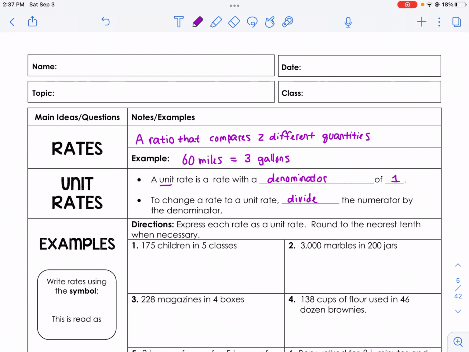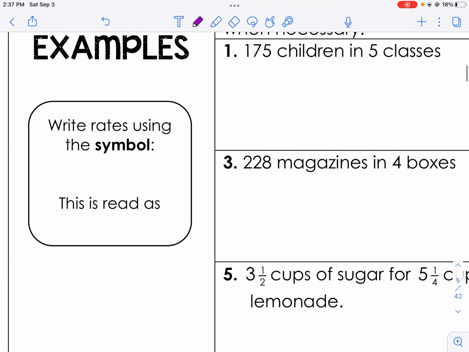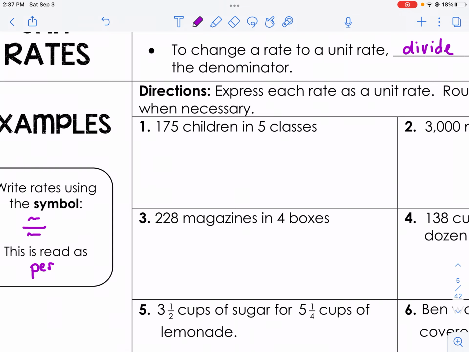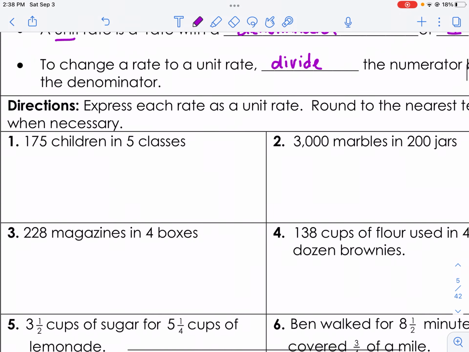So we are going to write rates using the fraction symbol. So it'll be something up here and then something down there. This is read as per, miles per gallon, okay? But suppose we're talking about Burke. This is actually a terrible example because this is not true of Burke. But let's express each rate as a unit rate, and then round to the nearest tenth when necessary.